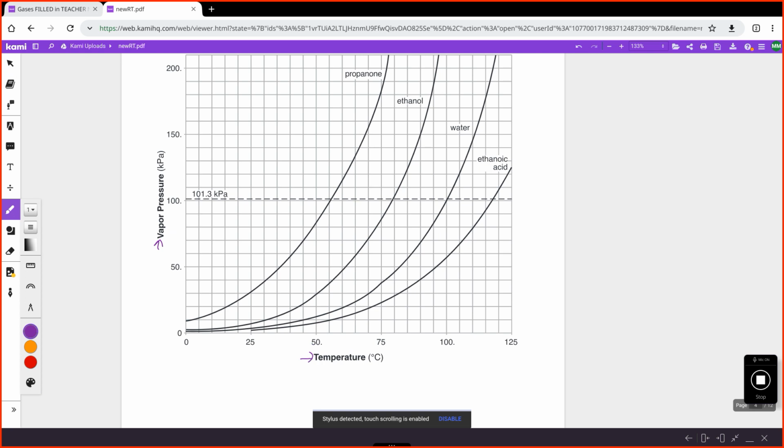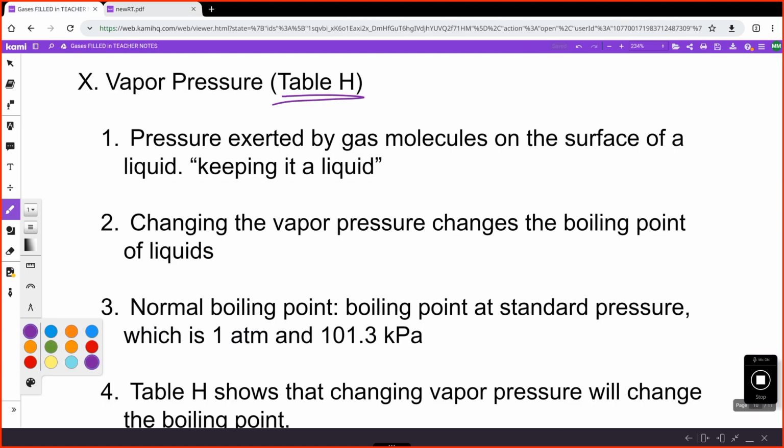Now, there are a couple ways to read this. I like to just think of the boiling point situation, so we'll talk about that in a minute. But vapor pressure is the pressure exerted by a gas on its surface. Essentially, this is what keeps a liquid a liquid.